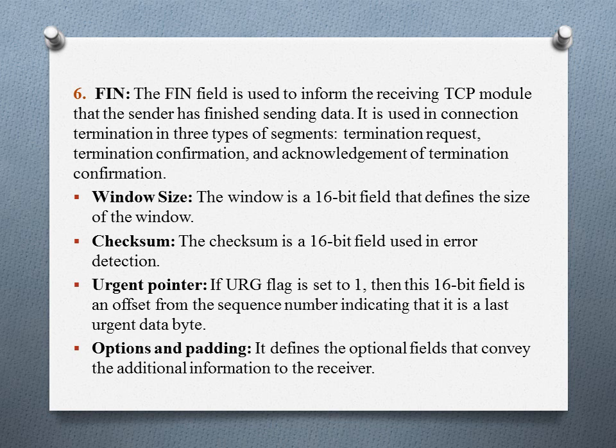Window size. The window is a 16-bit field that defines the size of the window. Checksum. The checksum is a 16-bit field which is used in error detection. Urgent pointer. If the URG flag is set to 1, then this 16-bit field is an offset from the sequence number, indicating the last urgent data byte. Options and padding. It defines optional fields that convey additional information to the receiver.